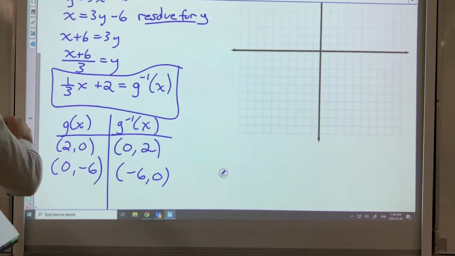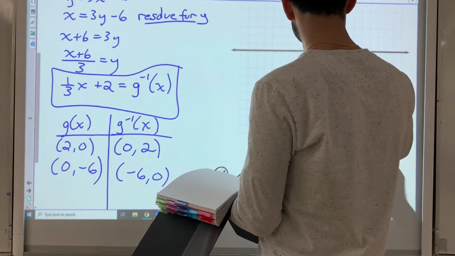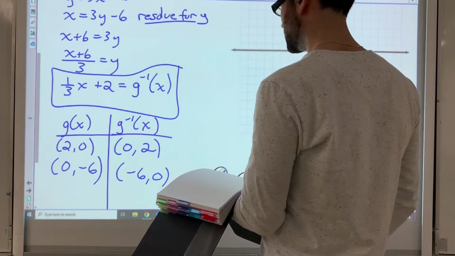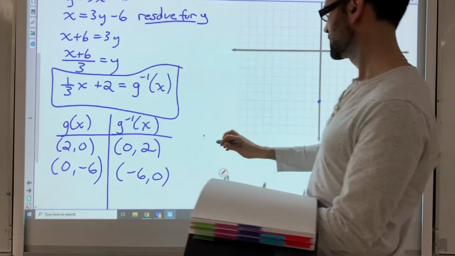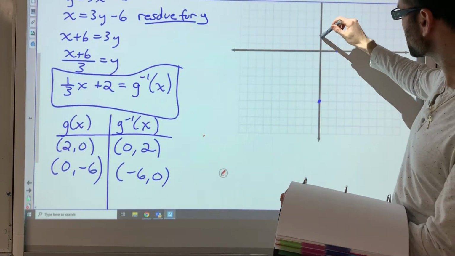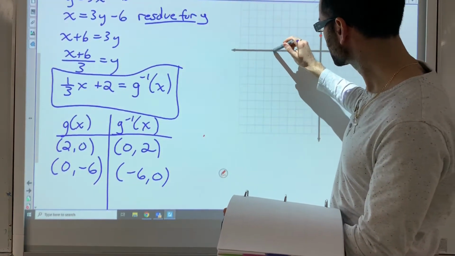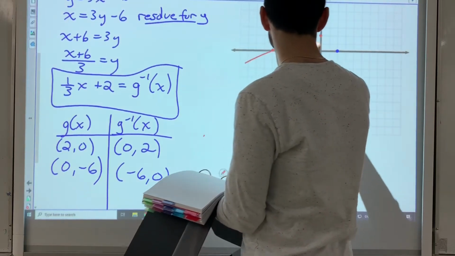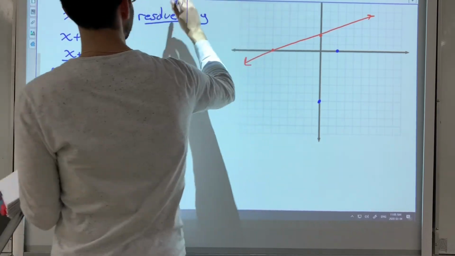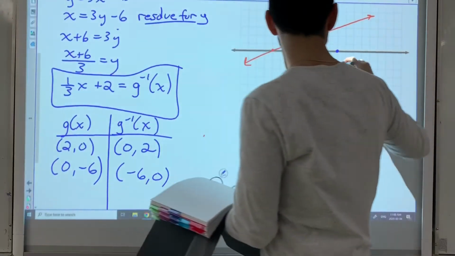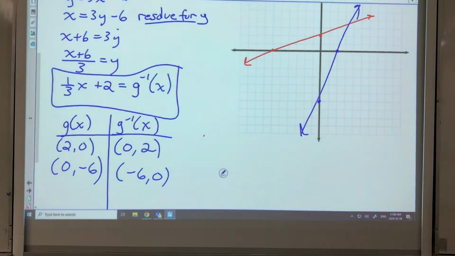And then we can just go graph it. So let's see if I can do this. 2, 0, and 0, negative 6, 1, 2, 3, 4, 5, 6. So there's one graph. And then in a different color, I'll do the inverse. So the inverse is 0 for x, 2 for y, and then negative 6, 1, 2, 3, 4, 5, 6. I'm going to do my best. Living on the edge, no ruler. By the way, bring a ruler to the exam.